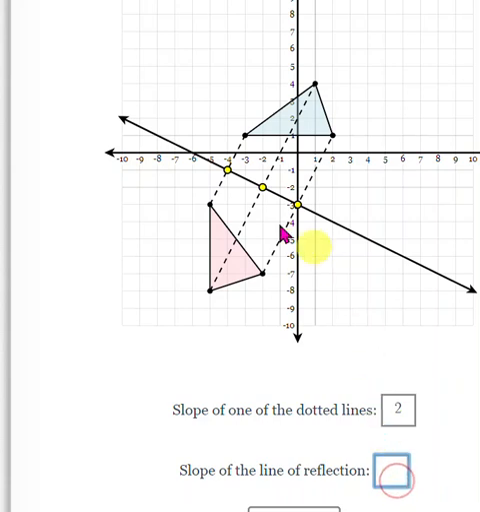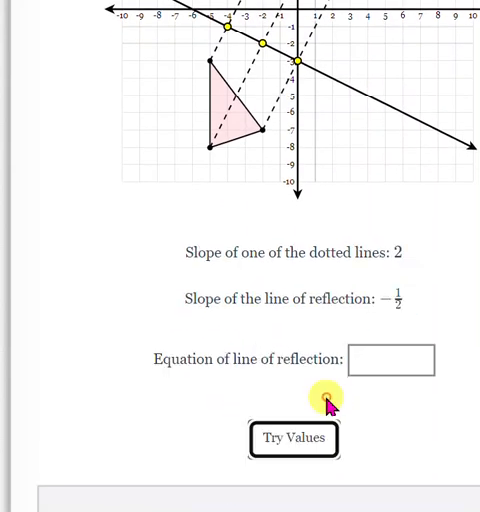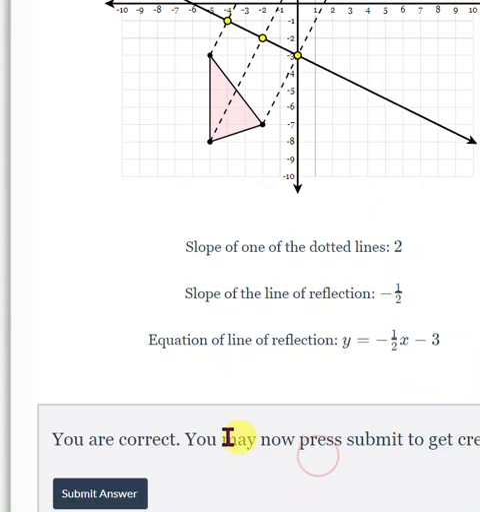Slope of the line of reflection. This is going to be negative, right? So to go from this point to this point, I gotta drop 1 and run 2. So negative 1 over 2, because it went down. It's a negative slope. Now the line of reflection says y equals mx plus b. We know the slope is negative 1/2, and the y-intercept happens to be negative 3. You are correct.